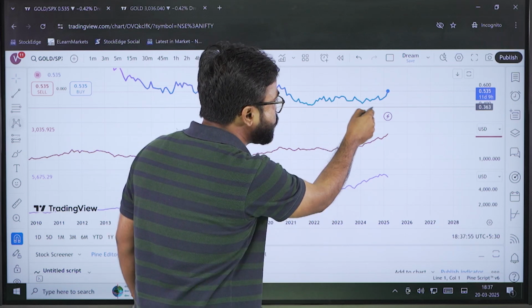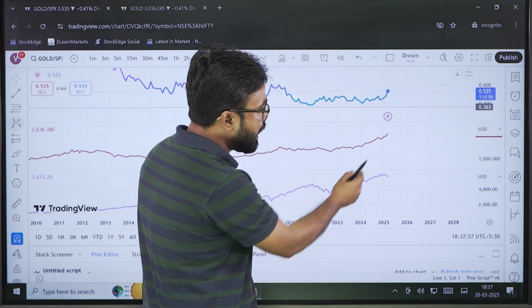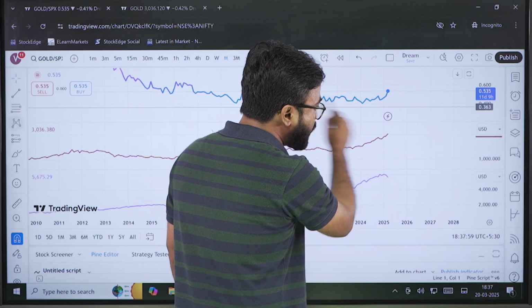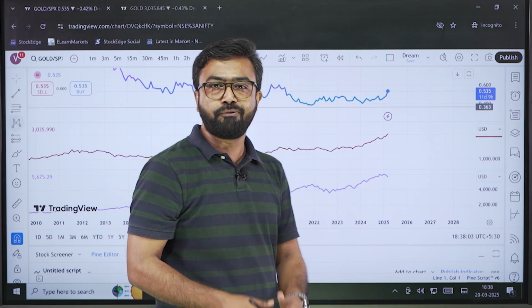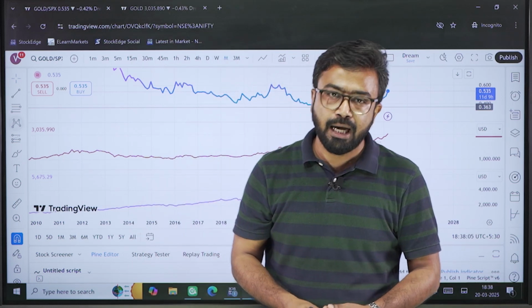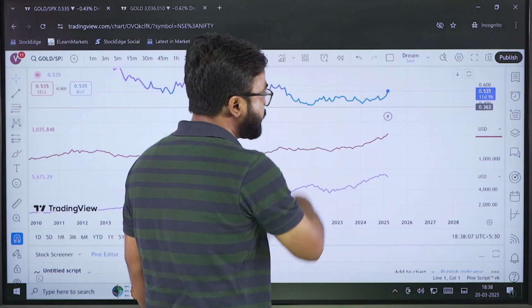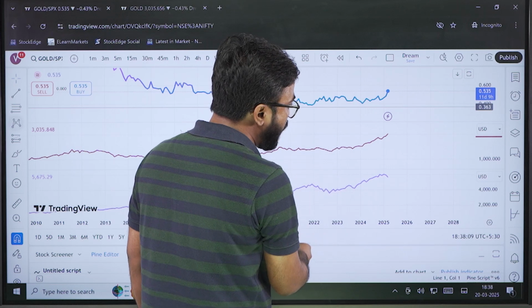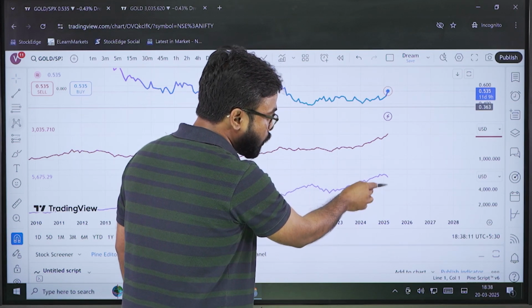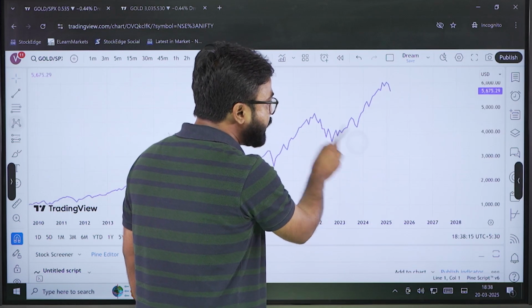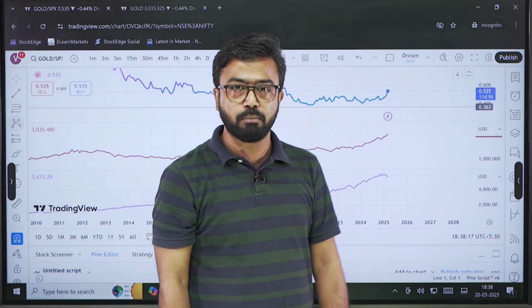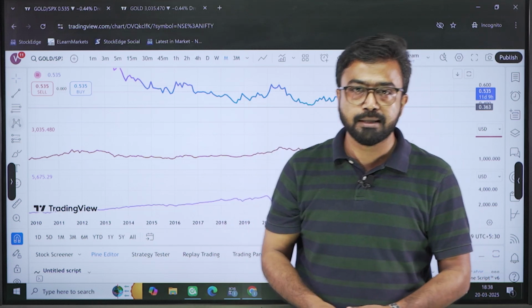But as this ratio is around the major support level, gold is also at the all-time high zone, and the S&P 500 is turning down, there is a very high probability that this ratio will move higher and gold will also move higher, and this will come down. If gold doesn't move higher, then it has to come down. In either way, gold has to outperform for that ratio to move higher.